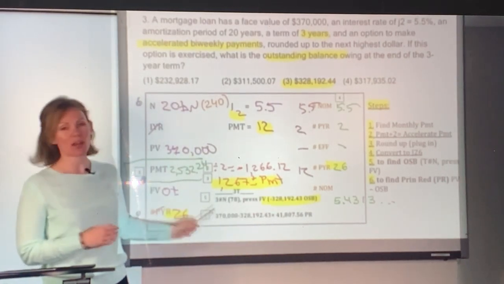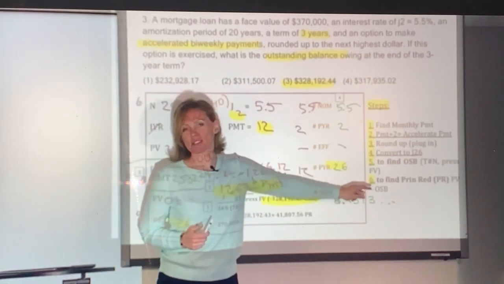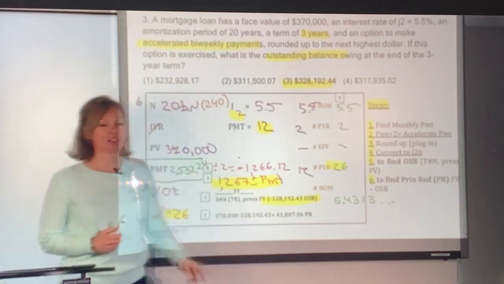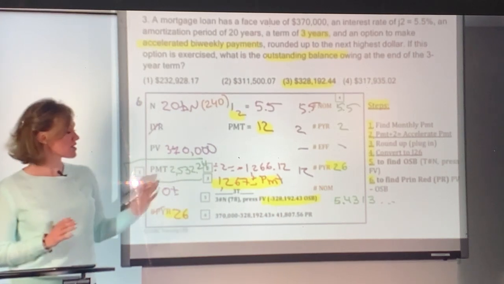So this is just an extra step. This is not how to find the outstanding balance. This is how to find the principal reduction. So if they were looking for step number 6, what is the principal reduction? You would just take that 370, minus the outstanding balance out of it, and it will show you that you paid them in 3 years 41,807. Okay, that's just an example in there for you.